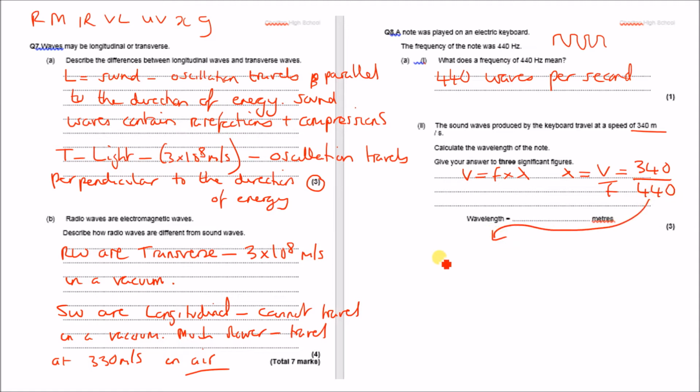So what does that equal? That equals 0.772727, and this is recurring, so this number keeps recurring. So we need to do it to 3 significant figures. So these are our 3 significant figures. However, the number after the 2 is higher than a 5, so we're going to have to round that up to 0.773. So that would be our answer to 3 significant figures.